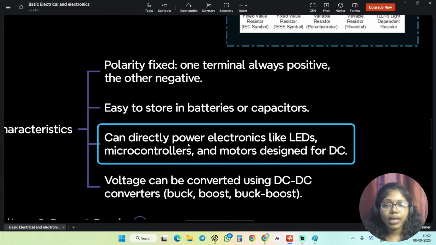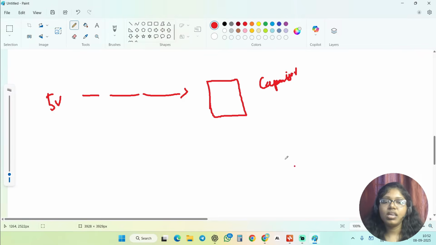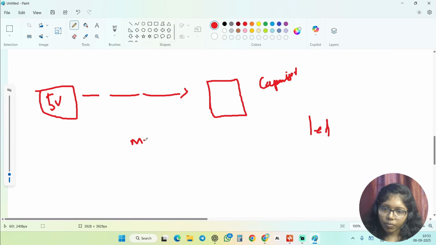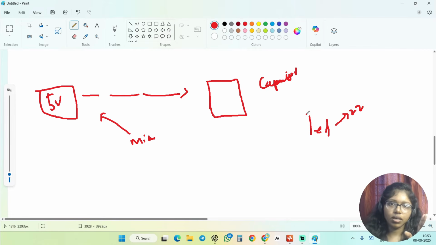And you can directly apply it to electronic appliances, such as LEDs, microcontrollers and motors, because these are the appliances which require DC current. Your microcontroller works at 5 volt, and an LED works at 2.2 volt. So these are fixed. DC is already fixed current. You can't change it. It will be fixed, so it is not going to vary continuously.